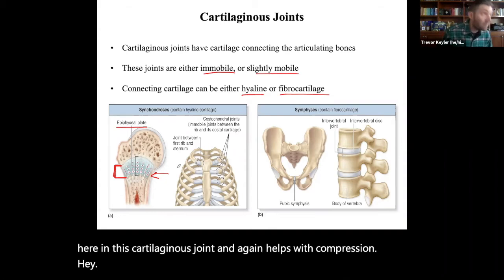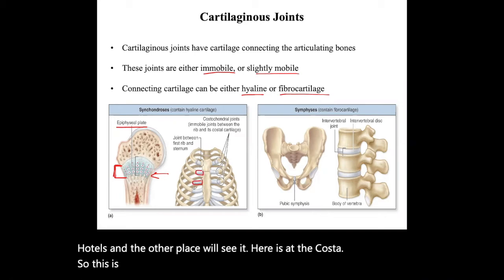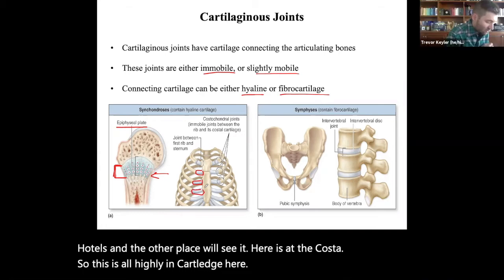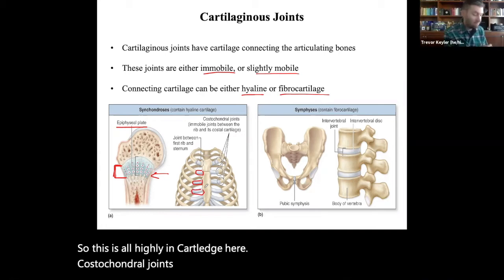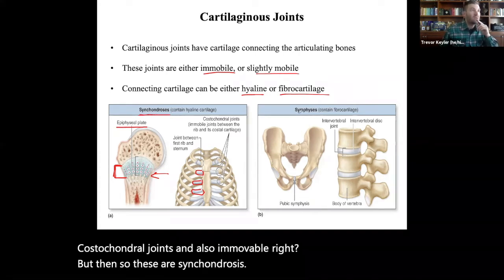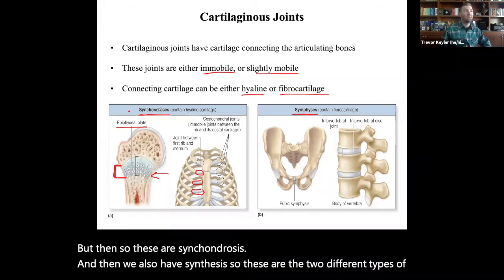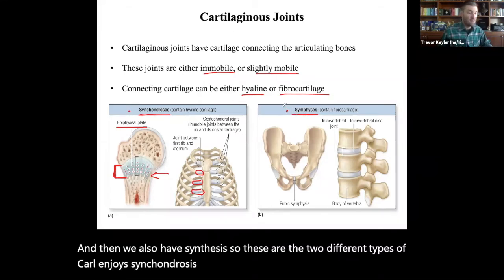What else? And the other place we'll see it here is at the costa. So this is all hyaline cartilage here. Costochondral joints, and also immovable, right? But then, so these are synchondroses. And then we also have symphyses. So these are the two different types of cartilaginous joints, synchondroses and symphyses.